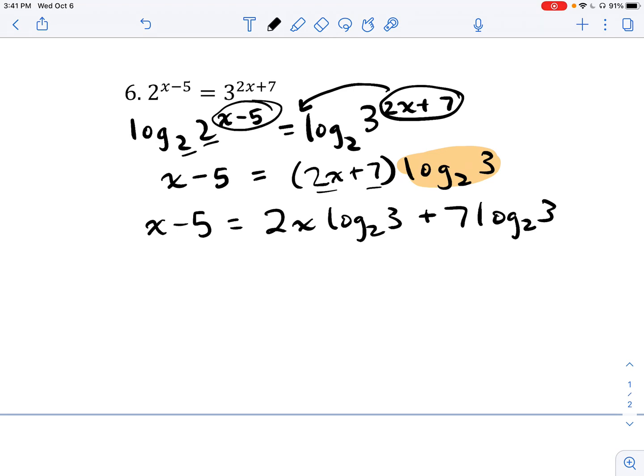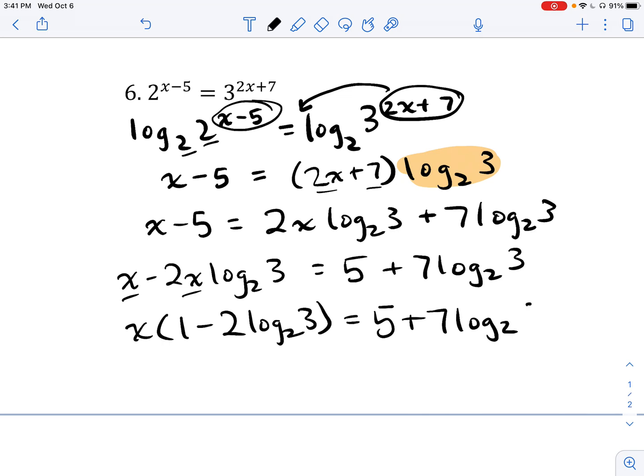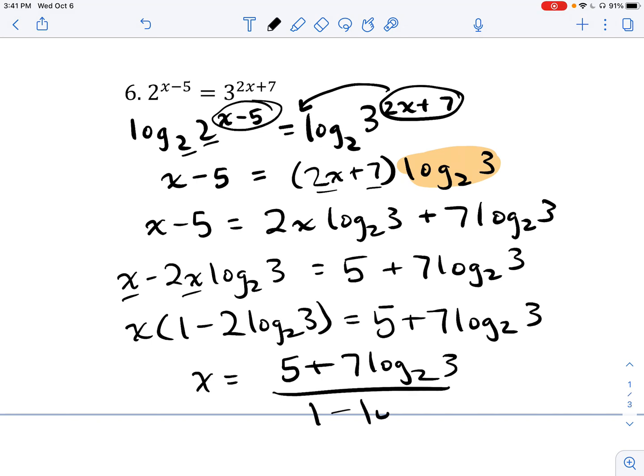Now I'm going to move all my x terms over to one side, so x minus 2x log base 2 of 3, and my non-x terms over to the other side. From here, it's just basic algebra. We're going to factor out our common factor. So we get 1 minus 2 log base 2 of 3 times x is equal to 5 plus 7 log base 2 of 3. And then finally, x equals 5 plus 7 log base 2 of 3 over 1 minus 2 log base 2 of 3.